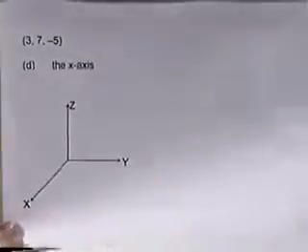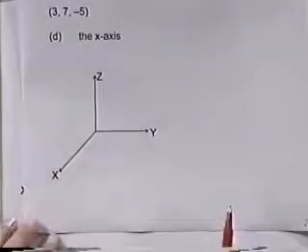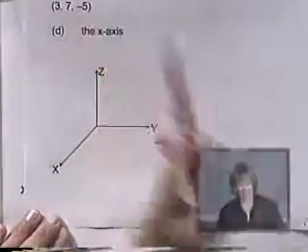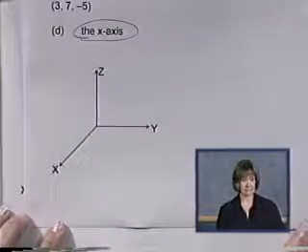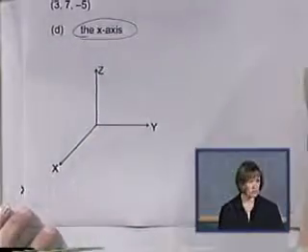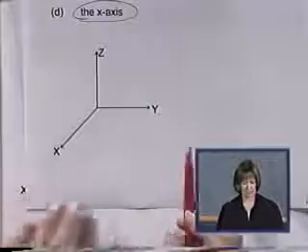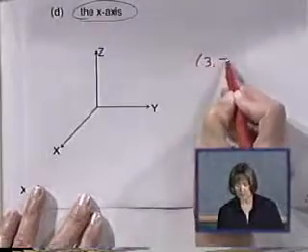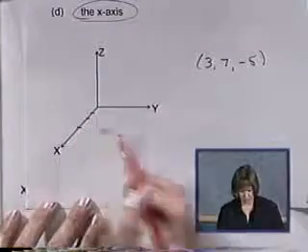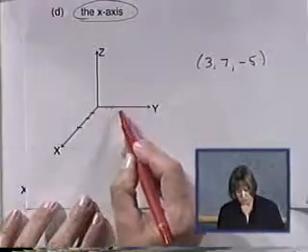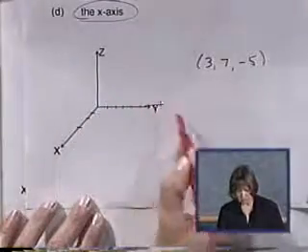Okay, now this one's not as easy. We didn't do one like this. We want to find the distance of 3, 7, negative 5 to the x-axis. So let's draw that little box like we did before and see if we can figure that out. We were looking at the point 3, 7, negative 5. So we went over in the x direction 3, then we went in the y direction 1, 2, 3, 4, 5, 6, 7, right here.